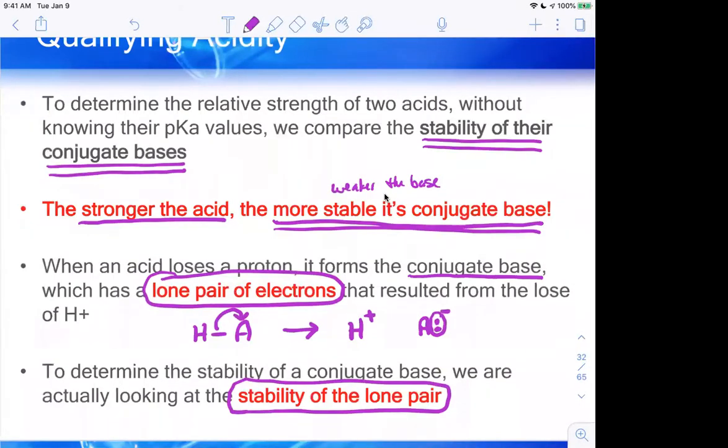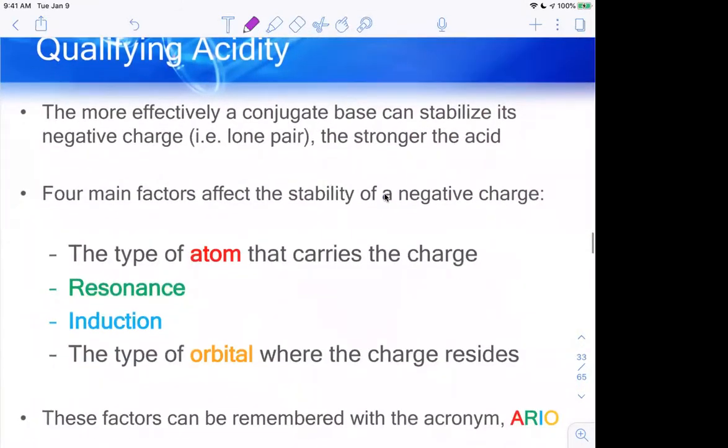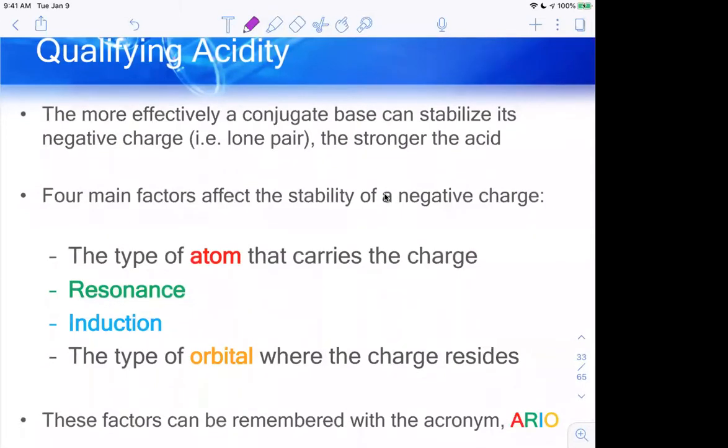So the more stable that lone pair, the weaker a base it is, because it's not as reactive as a base. So the more effectively a conjugate base can stabilize its negative charge, the stronger the acid that conjugate base came from will be. So the more stabilized my conjugate base, the stronger the acid.